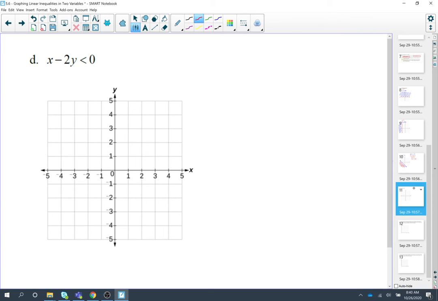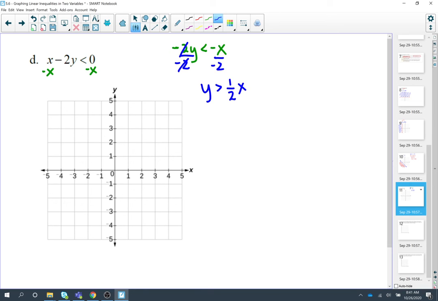Letter D. x minus 2y is less than 0. Okay, once again, I'm going to convert this so that I can graph it. I'm going to start by subtracting x. That's going to leave me with -2y is less than -x plus 0, which you can or cannot write. Now, this time I'm going to divide by -2. Do we remember what happens to the inequality sign when you divide by a negative and you have to switch it? So y is greater than, negative divided by a negative is a positive 1/2 x. So y is greater than 1/2 x.